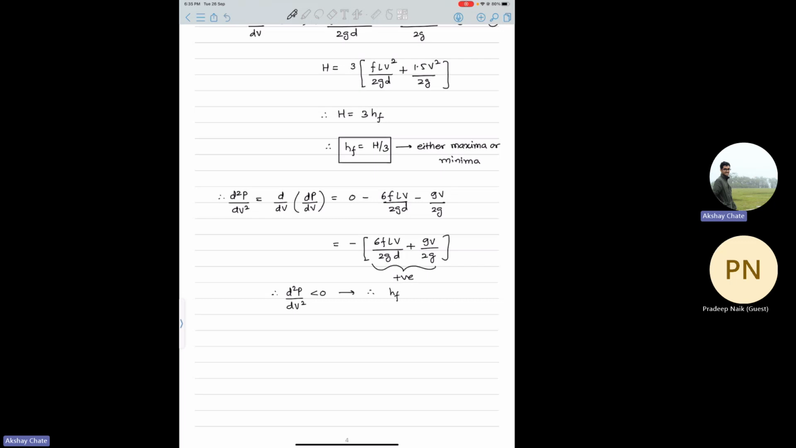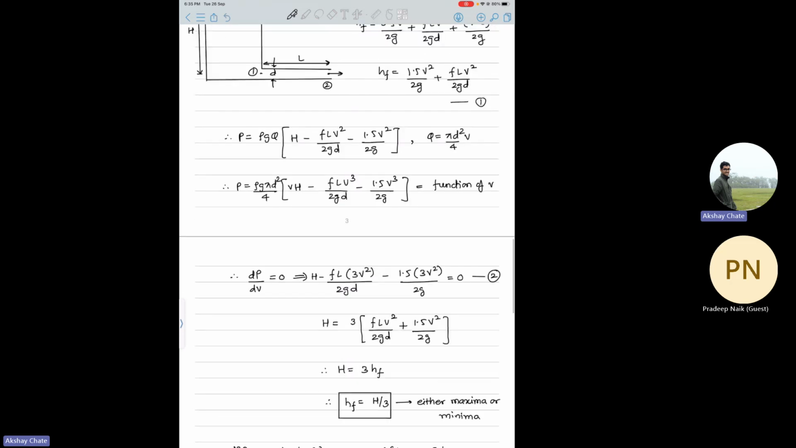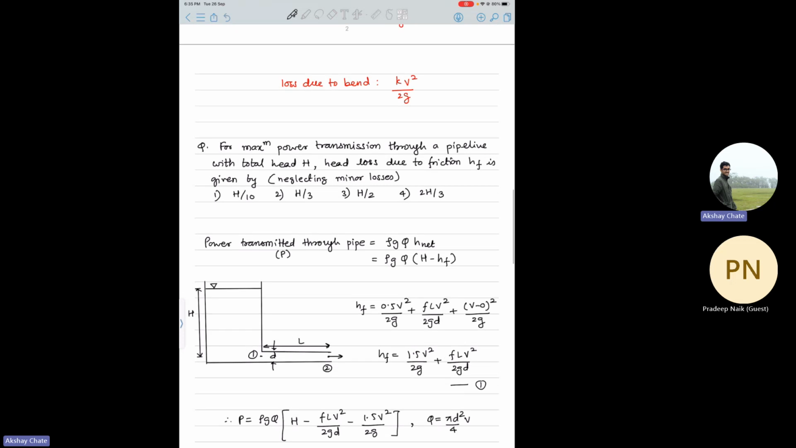Therefore HF equal to H by 3 gives maximum power P. So this is your answer. So this is a very commonly asked question. I can remove this assumption even though it was not mentioned in the question.